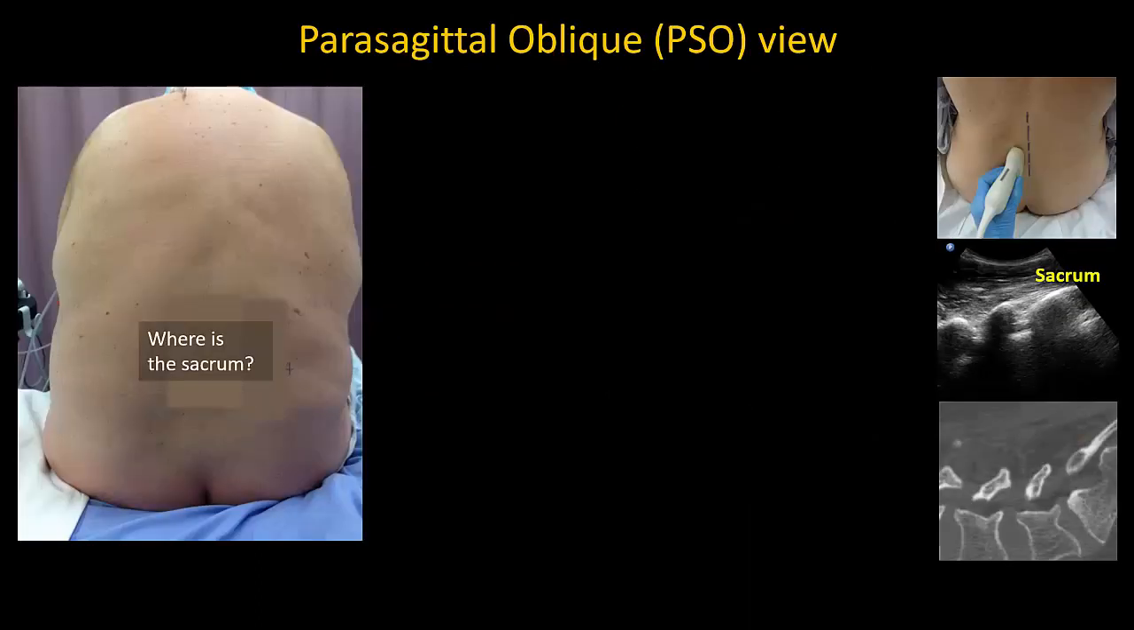Start by placing the probe over the sacrum. This can be harder to do than it sounds in the obese patient with no landmarks. The trick is to look for the sacral cleft and ensure that the probe is just cranial to the sacral cleft.